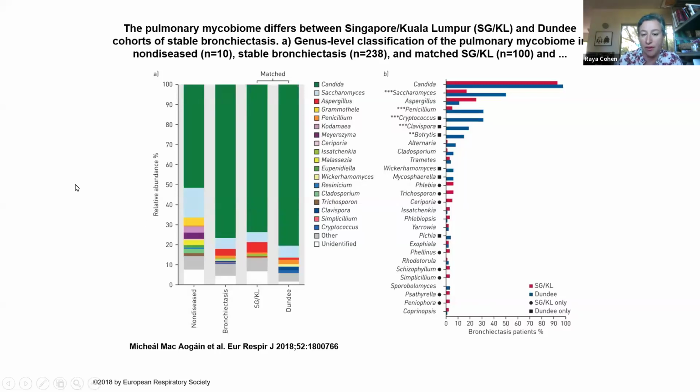So this is also relating to the previous slide. This is the microbiome in a few cohorts, from Singapore, Kuala Lumpur, and Dundee, compared to healthy, non-diseased individuals, and we can see they all had a lot of Candida. That's the dark green, which we're not sure about. We don't know the significance of Candida in sputum cultures. Usually we don't do anything with Candida, but we can see that the bronchiectasis cohorts had a lot of Aspergillus compared to healthy individuals, which didn't have it at all, and I think this is very important.